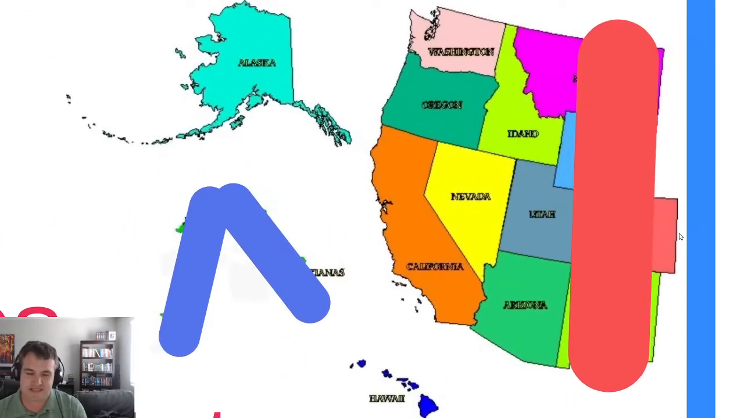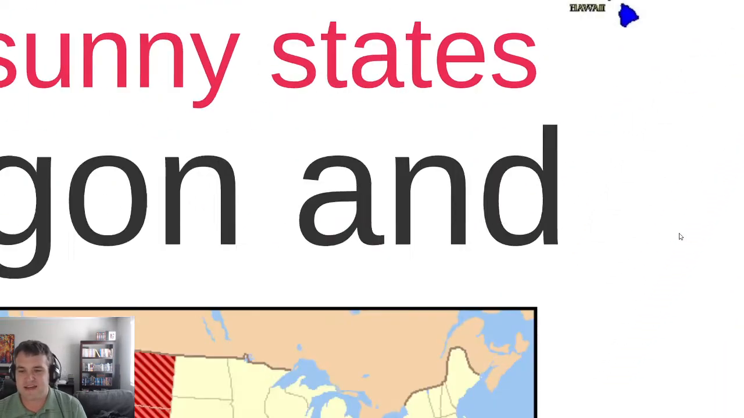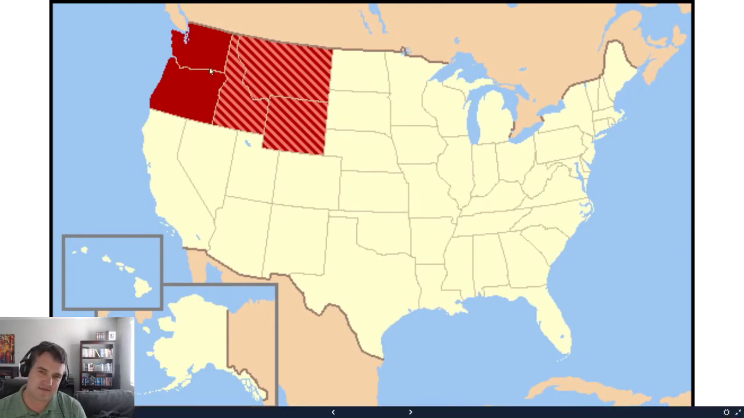So let's check these out. This is the West, which is the main topic of this slide. So know where the Western United States is. And then this is the Northwest. I would say it's just these two states, kind of a subdivision there.